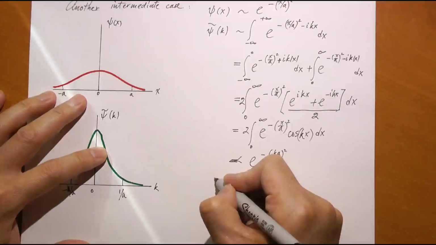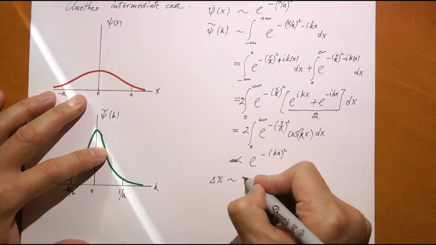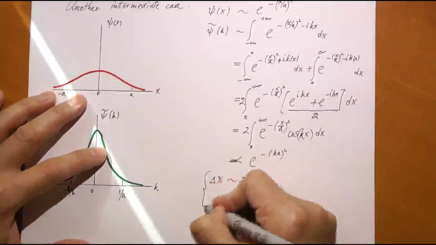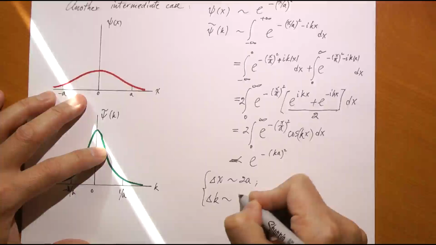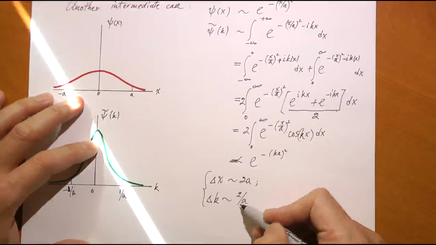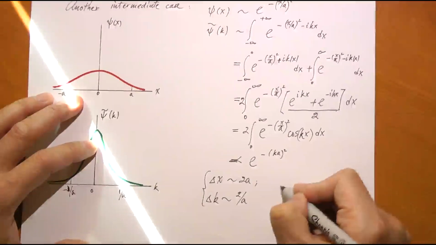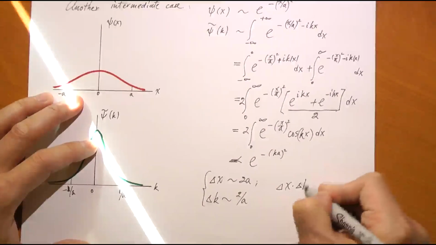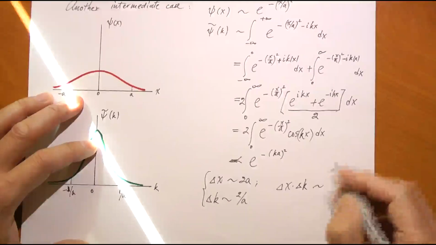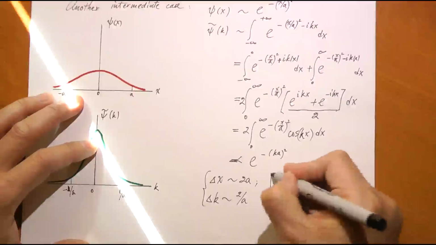So let me write down the results. Delta x is about 2a, and delta k is about 2 over a. Don't worry too much about these 2's. These numbers change from example to example. But roughly speaking, delta x times delta k is about, actually in this case it's 4, but the order of magnitude is 1. Okay.